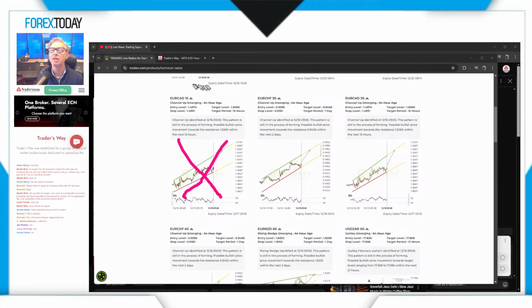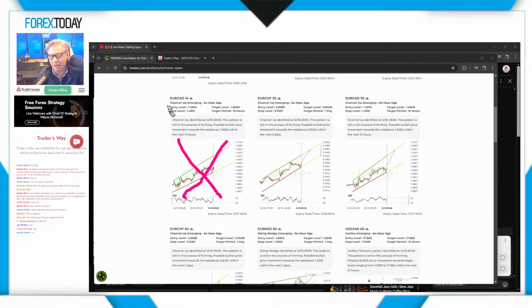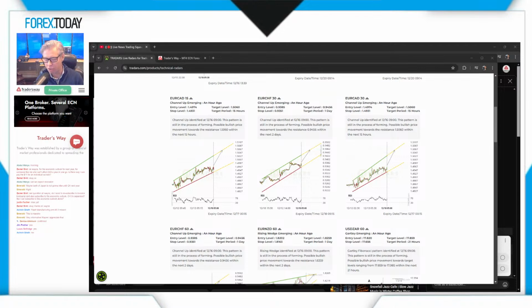If I get long a bunch of things against CAD and I run out of things to buy against CAD, then I'll come back to euro. Like, you know, it's like what the Terminator said: I like you so much, I'll kill you last. I think that was Terminator, right? So, I'll do this one last.